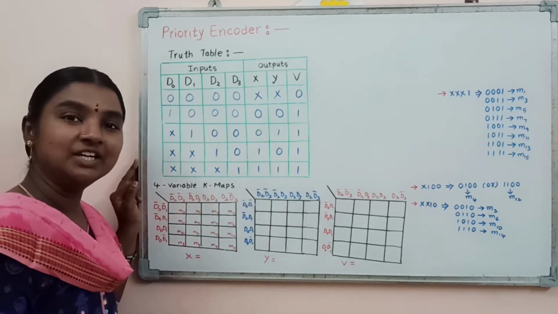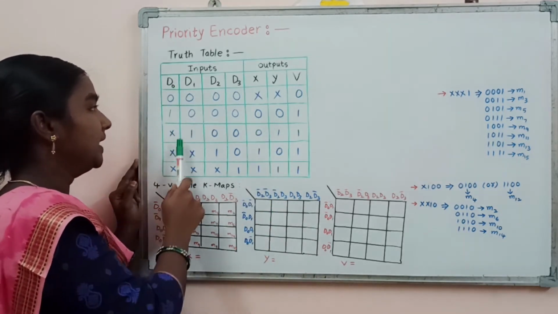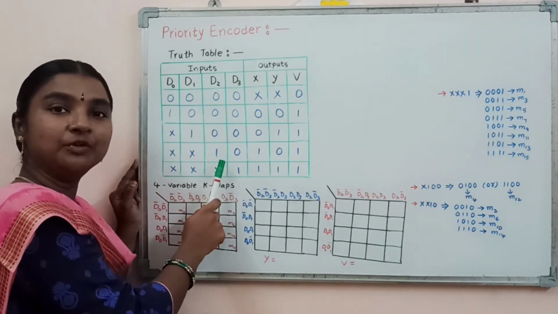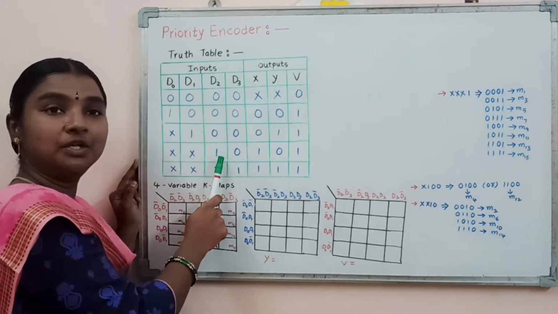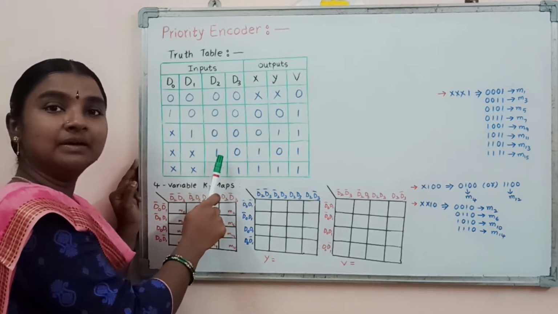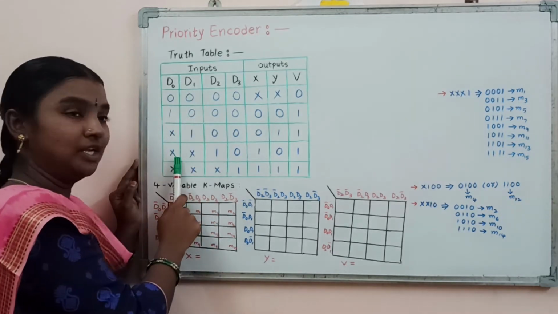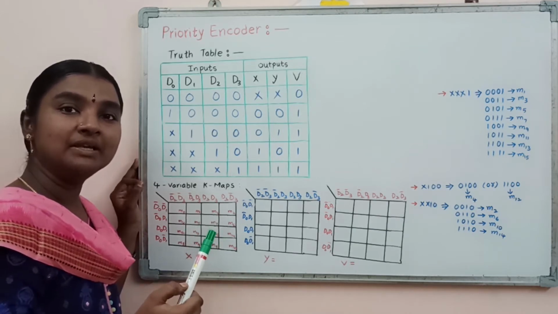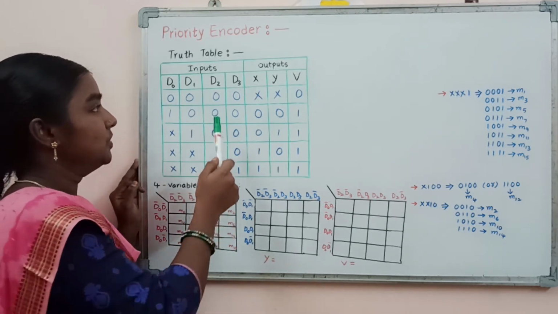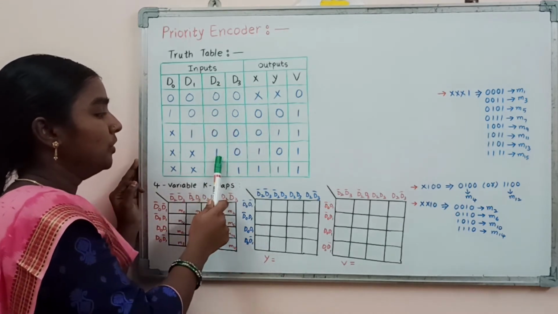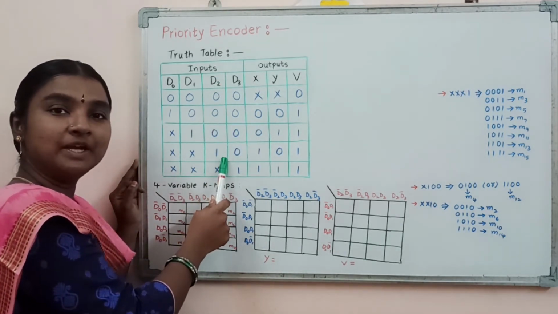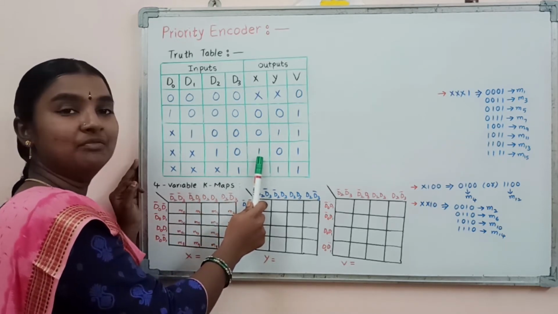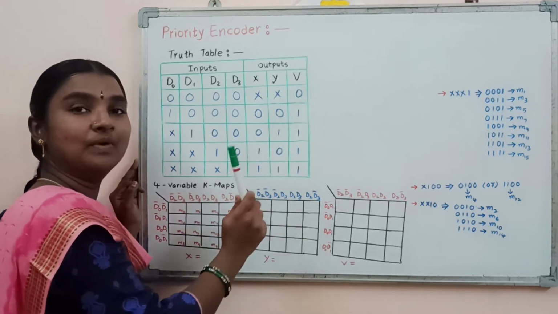Now considering the other combination, D0 equal to don't care, D1 equal to don't care, D2 equal to 1, here we have to give priority to D2 equal to 1. Regardless of the D0, D1 values, whether 0 or 1, we are going to give priority to higher subscript numbers. So for D2 equal to 1, the respective binary code we write at the output side is 1, 0 and the V value is 1.